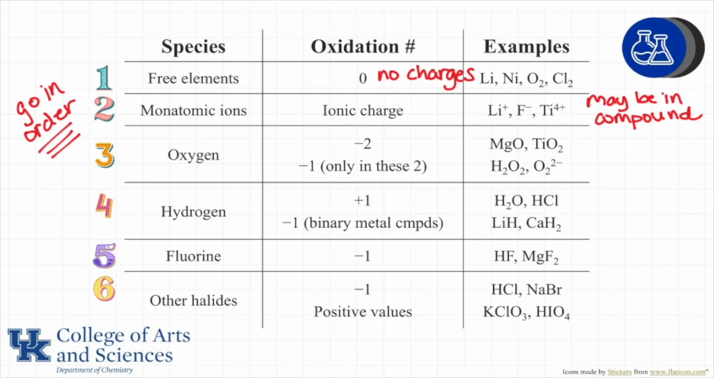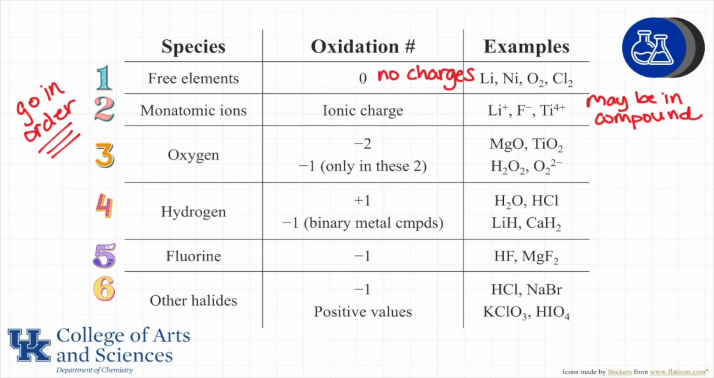Rule 4 is for hydrogen. The vast majority of the time, hydrogen has a +1 oxidation number. The only exception is when we have it in a binary metal compound. So we see a metal, such as lithium or calcium, as the examples show here, paired with hydrogen. And in that case, it's going to be a -1. However, we do not see these compounds very often. So the vast majority of times, hydrogen is +1.